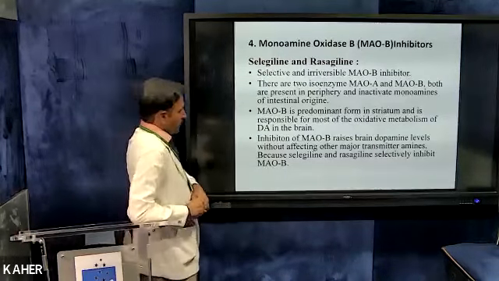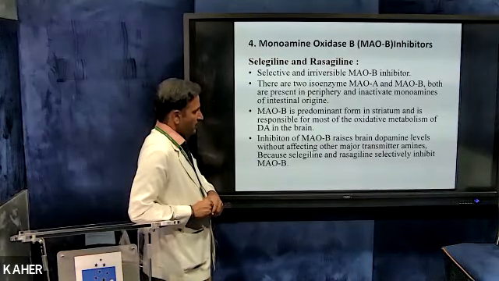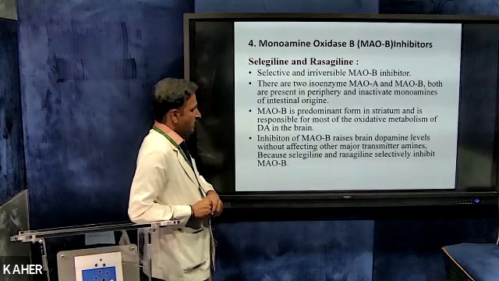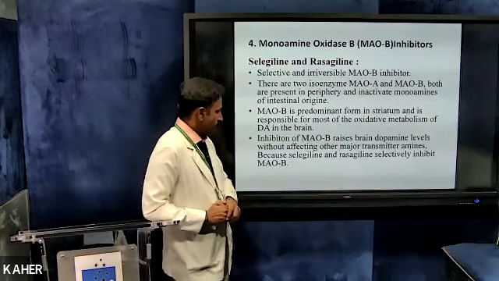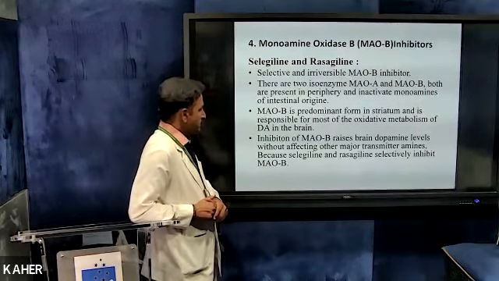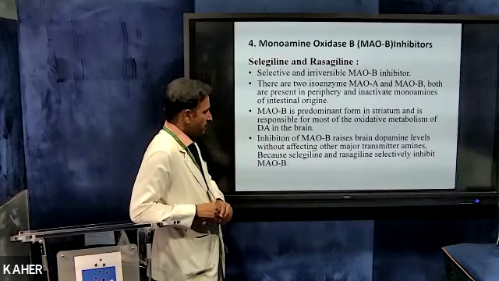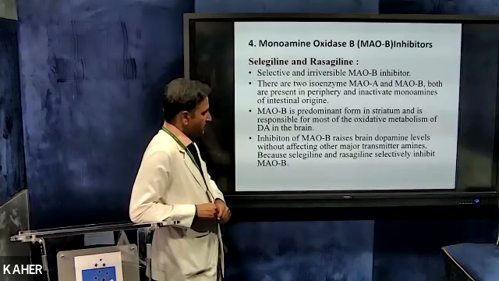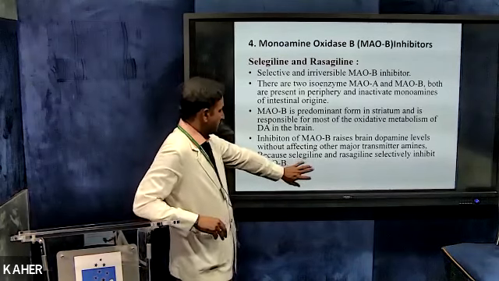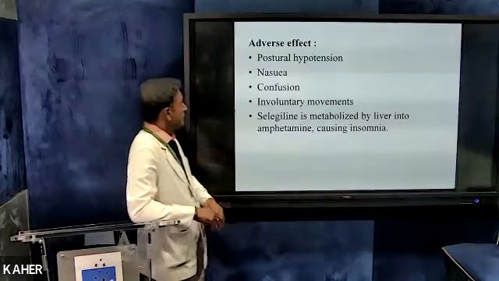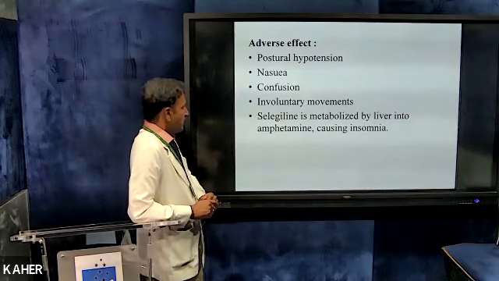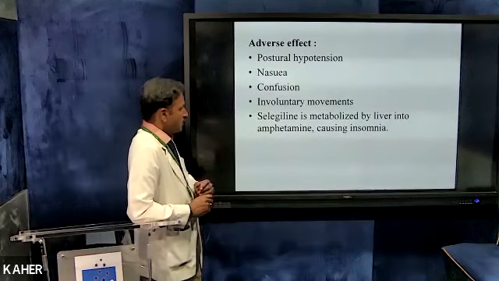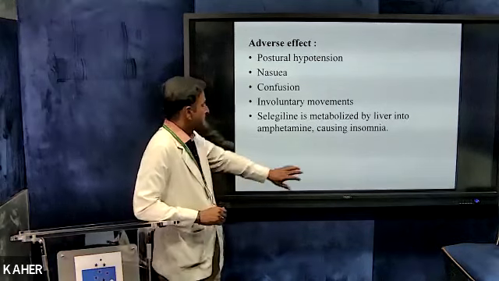MAO-B is the predominant form in the striatum and is responsible for most of the oxidative metabolism of dopamine in the brain. Inhibition of MAO-B raises the brain dopaminergic levels without affecting the other transmitter amines, because selegiline and rasagiline selectively inhibit the MAO-B enzyme. Some adverse effects of these two molecules are postural hypotension and involuntary movement. These are the two major adverse effects, and they are also metabolized by the liver into amphetamine, causing insomnia in the patient.